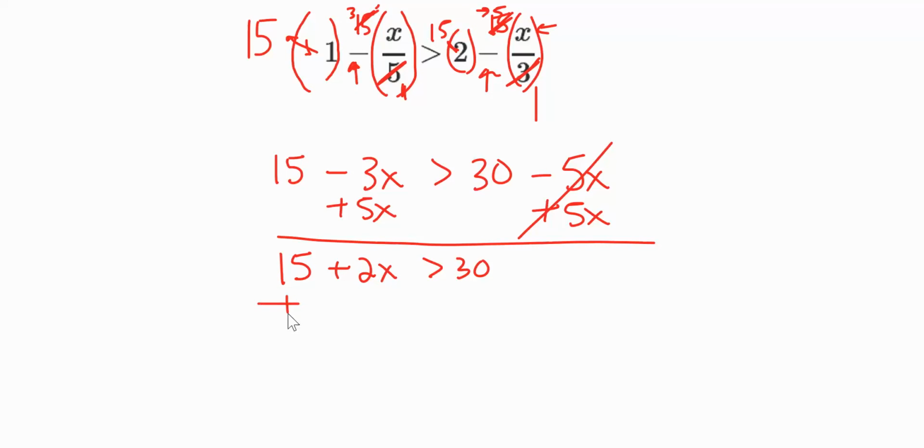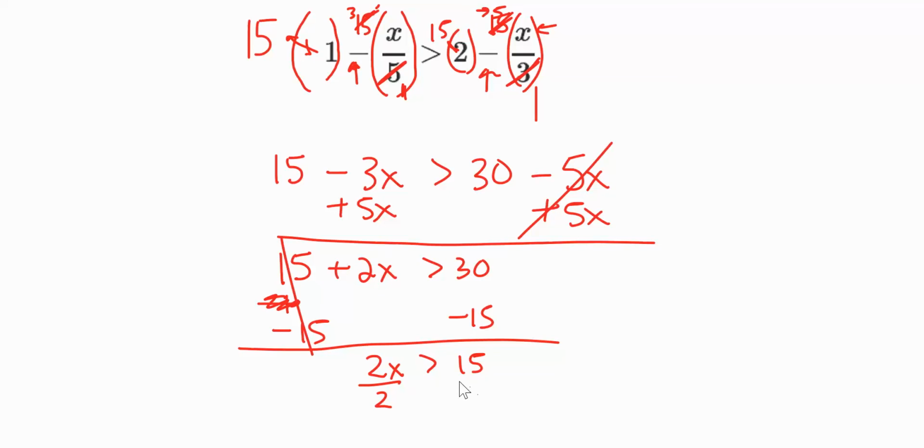Let's see, subtracting 15 from both sides. Sorry, that didn't look right here. So minus 15, minus 15. That's canceling, gives me that. And 30 minus 15 is actually 15. Okay, divide by 2, divide by 2. And I get myself x is greater than 15 over 2.